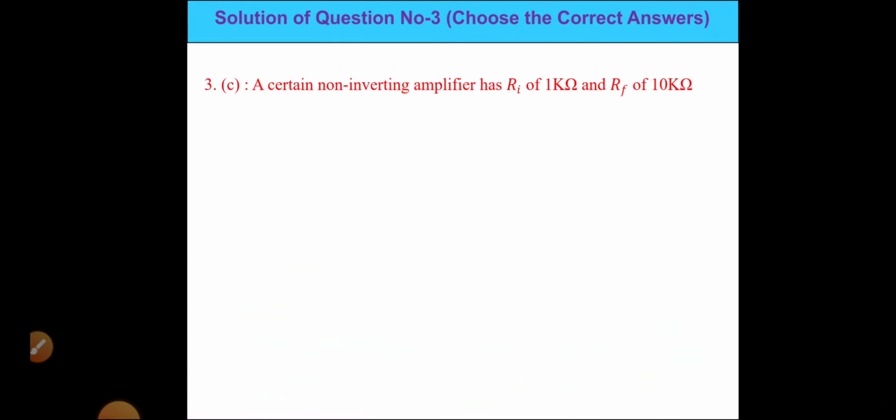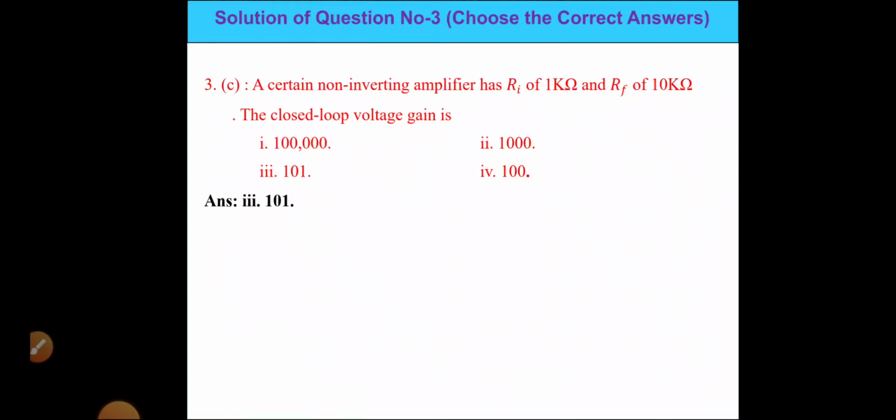A certain non-inverting amplifier has Ri of 1 kΩ and Rf of 10 kΩ. So the closed loop voltage gain will be 100, or 10,000, 1 lakh, 101. The answer will be 101. If we use the non-inverting formula, 1 plus Rf by Ri, you will get this.